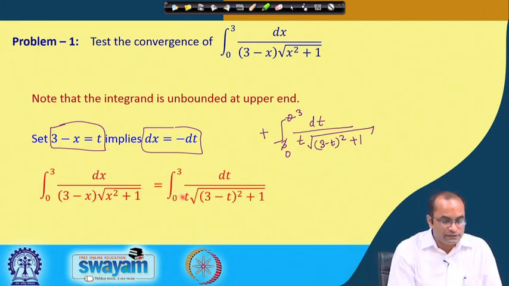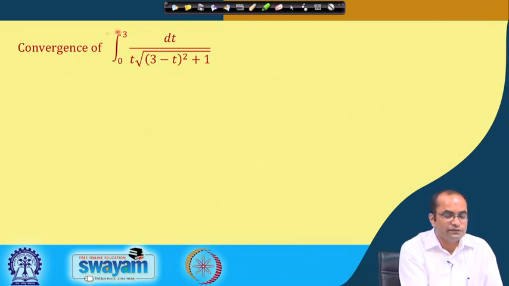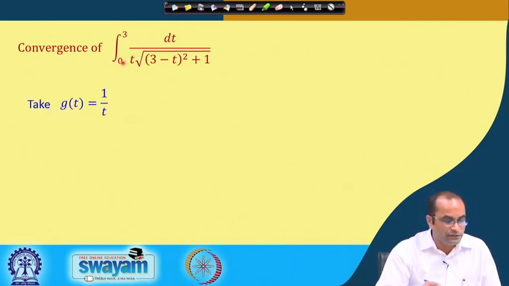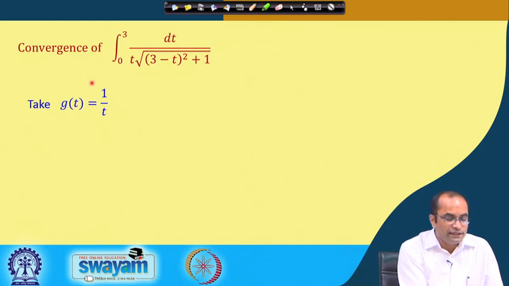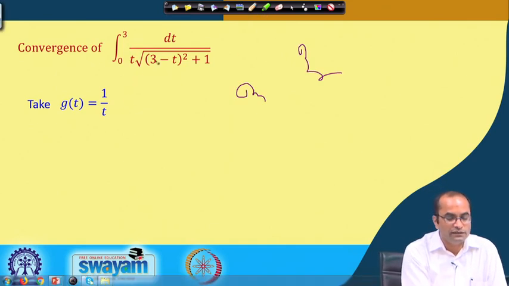So, having this integral equal to the integral from 0 to 3 of dt over t times the square root of (3 minus t square plus 1), we can now talk about the convergence of this integral. Our integrand is getting unbounded when t is going to 0, so at the lower end of the integral. So, for the comparison we take the function g(t) equal to 1 over t.